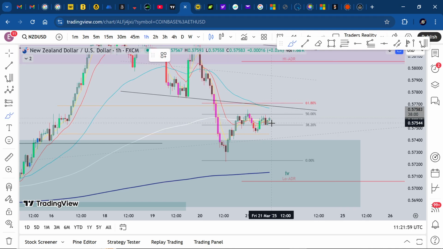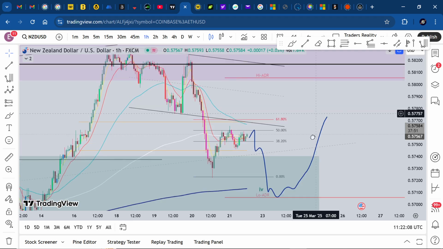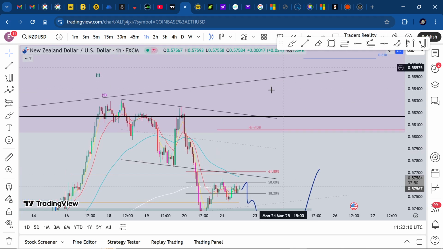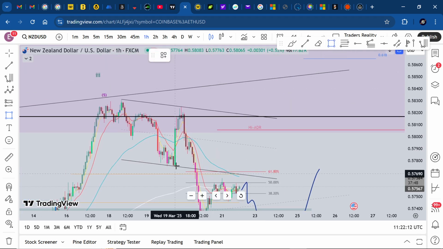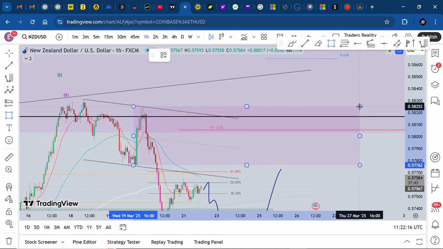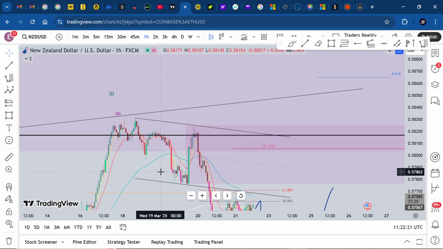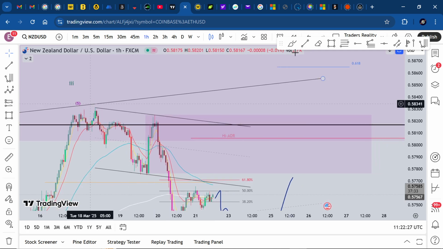So currently expecting something like this for NZDUSD, and then continuation back up, and then it's all going to depend what happens inside this supply zone. Mind you, ultimately I think we'll take it out. There's no news today, no catalyst, so I'm not expecting anything too big today.